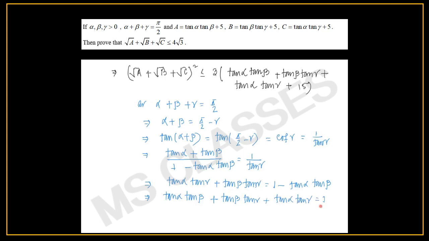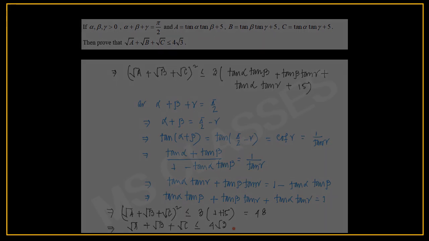Now just substitute this result here in the above expression. So using this result we write (root A plus root B plus root C) whole square is less than or equal to 3 times 1 plus 15. So that is 40. So from here we can say that, therefore, root A plus root B plus root C is less than or equal to 4 root C. Hence proved.